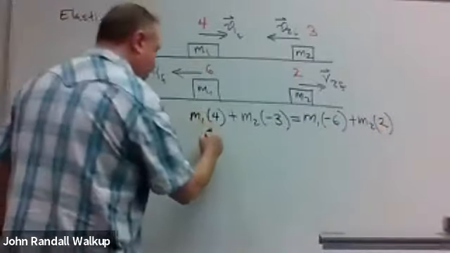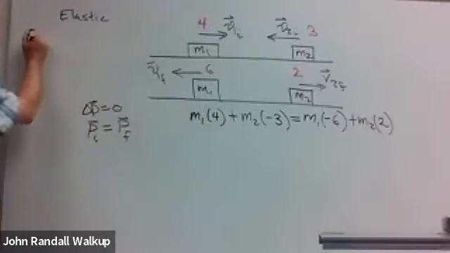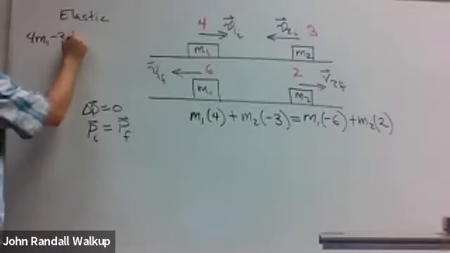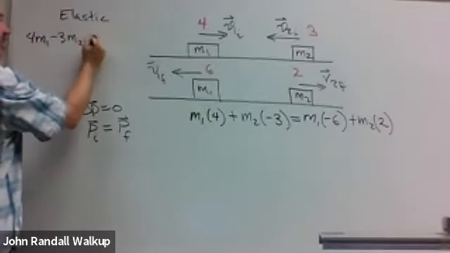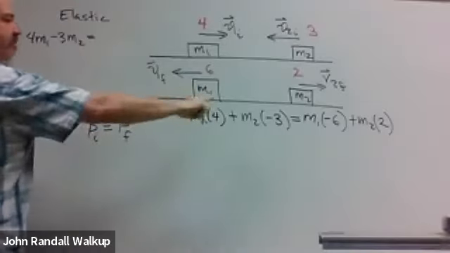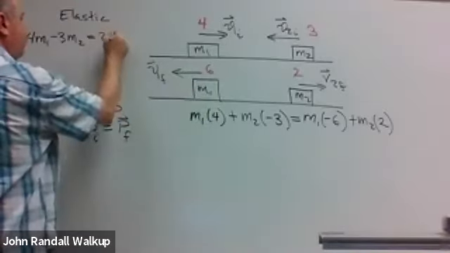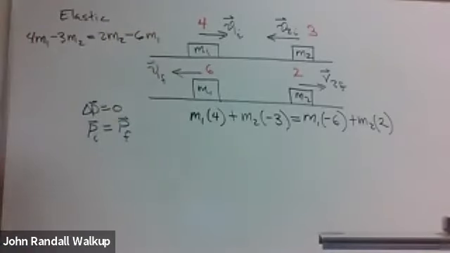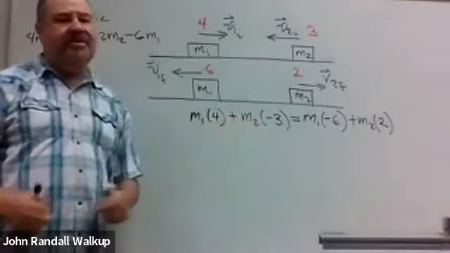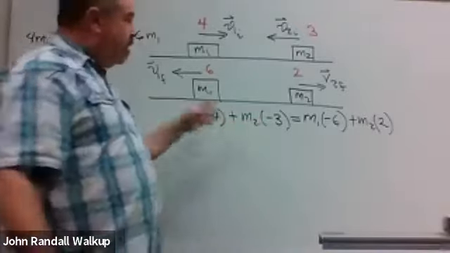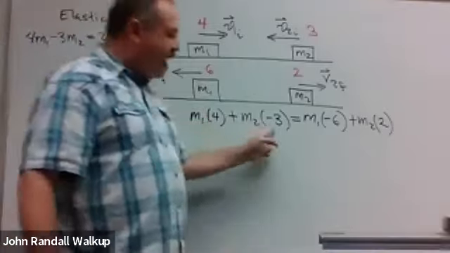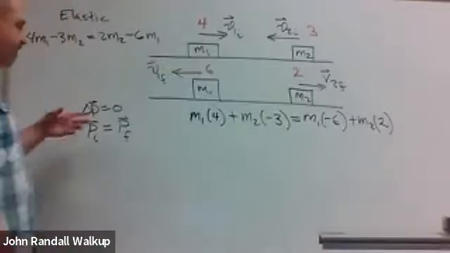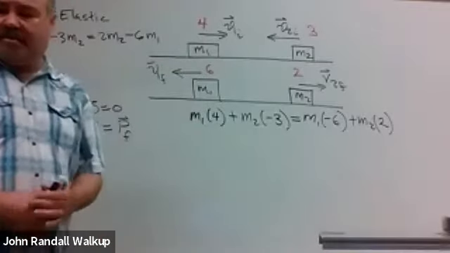Okay, so we can clean this thing up a little bit. I'll write it over here. 4M1 minus 3M2 is equal to, I'll put the last one first, 2M2 minus 6M1. Momentum conservation is very simple. Now notice, momentum is a vector. You have to put in the proper signs, plus or minus. You can't remove the arrows off the top until you do.